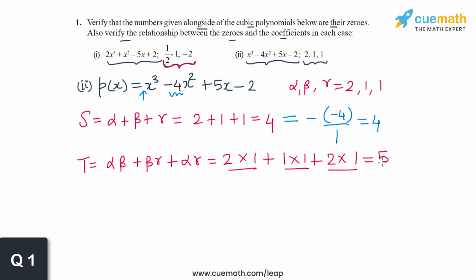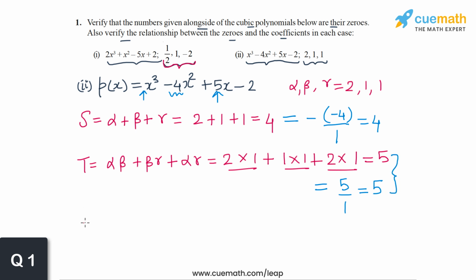So from the zeros themselves, the sum of the zeros taken 2 at a time is 5, and from the coefficients this should be equal to the coefficient of x, that's 5, by the coefficient of x cube, that is 1. So this is 5 again. So the sum of the zeros taken 2 at a time also matches.